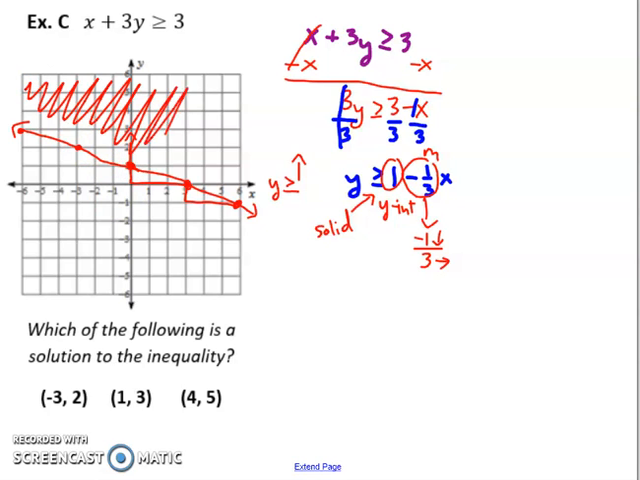So here is my solution. Anything up here would make this a true statement, right? Okay, so let's go see which of these is true. Negative 3, positive 2. Ooh, that's right on the line.